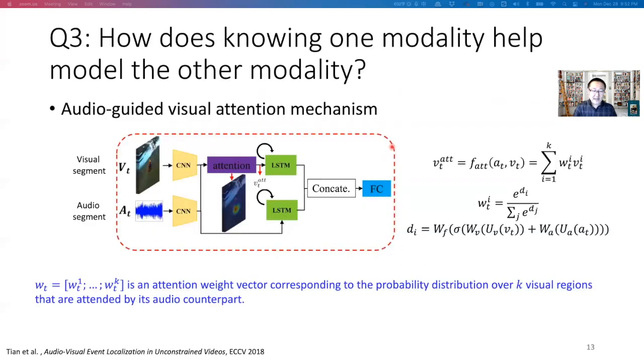We have observed that audiovisual integration can help audiovisual event understanding, but how does knowing one modality help model the other modality? To discover the audiovisual interactions, we introduce an audio-guided visual attention mechanism, in which we use the encoded audio information as a condition to select the audiovisual related content from the visual modality.